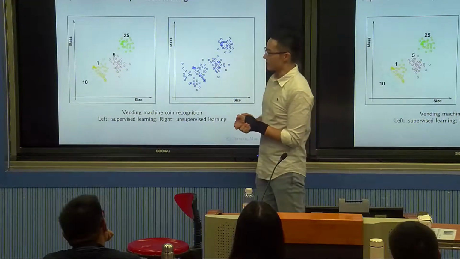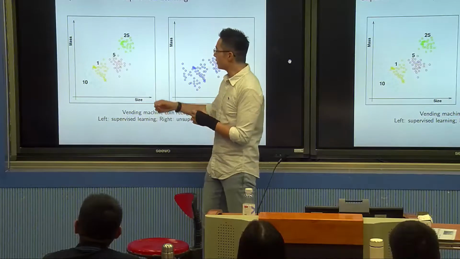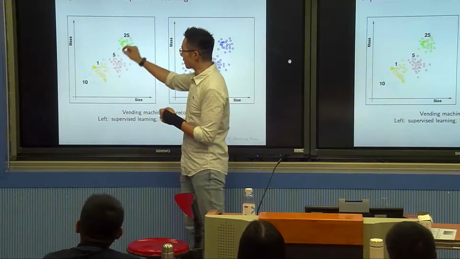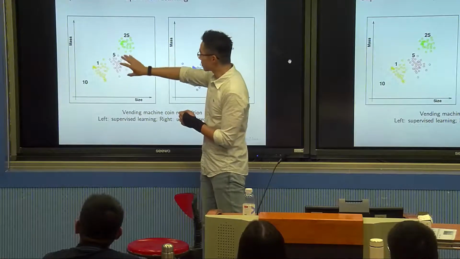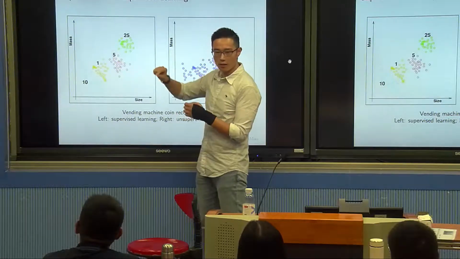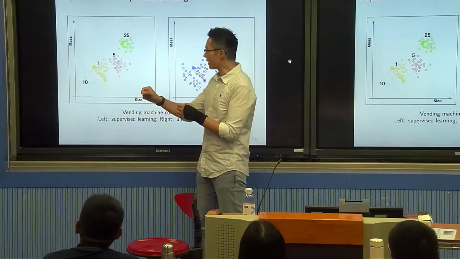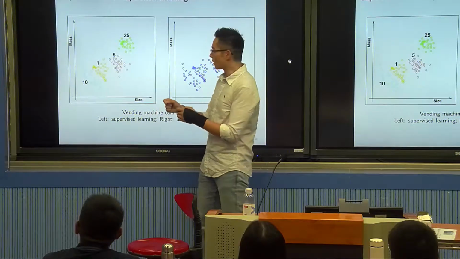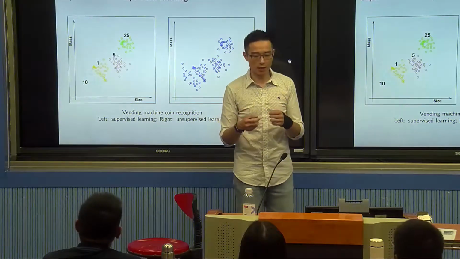Now, what is supervised learning? Supervised learning is we have some data. Okay? The data is the mass and the size of different types of coin. So I know what they are. I know these are 25 cents. I know these are 5 cents. And I just want to write a program so that when I'm given an unknown coin, I can accurately predict whether the coin is 25 or 5. Okay? So that's supervised. Supervised meaning I already know.